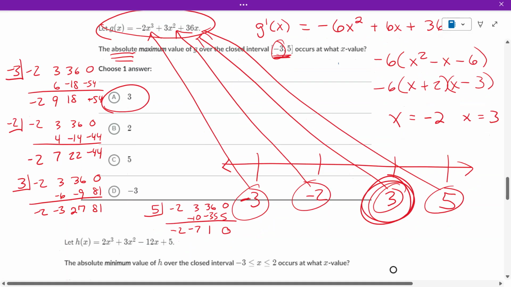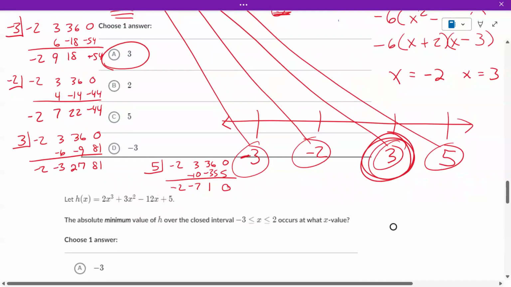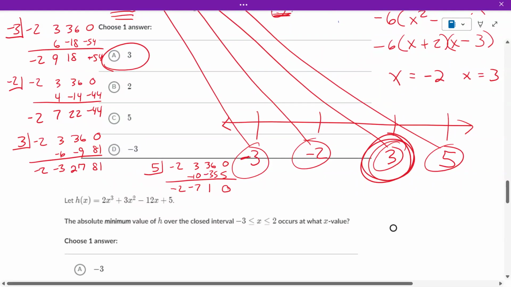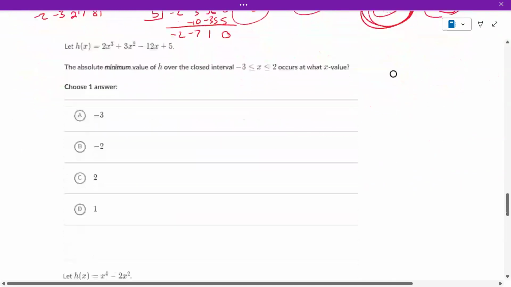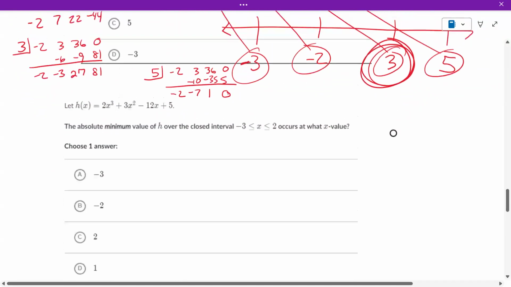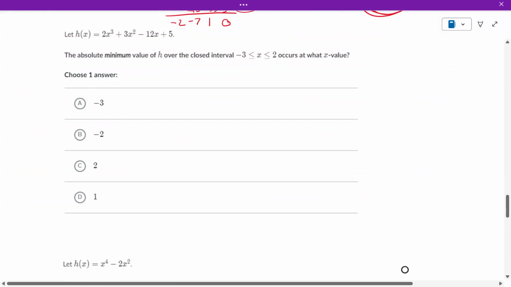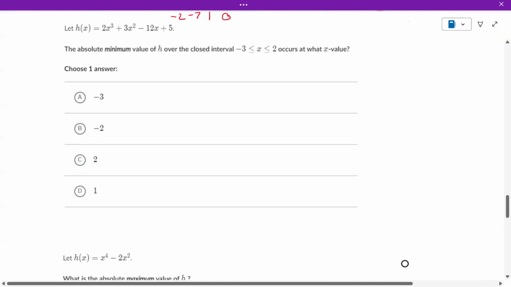Yeah, you can find the max too, but you have to find the x value of where the max occurs. Yeah, you can do it that way. There's all kinds of different ways to do this, because sometimes the absolute max happens at one of the endpoints. Let's keep going.